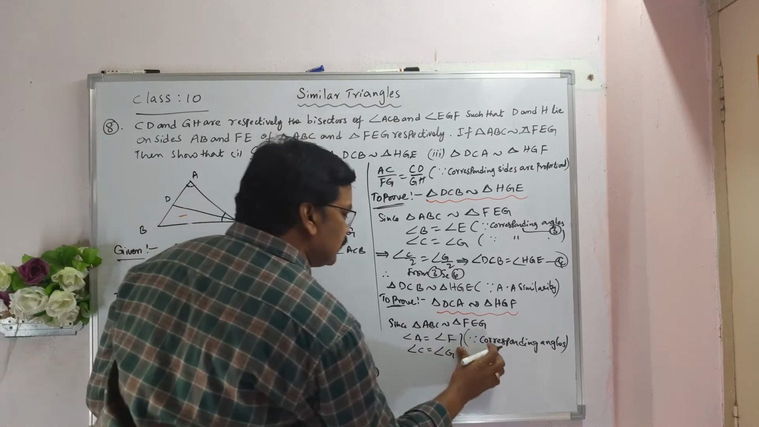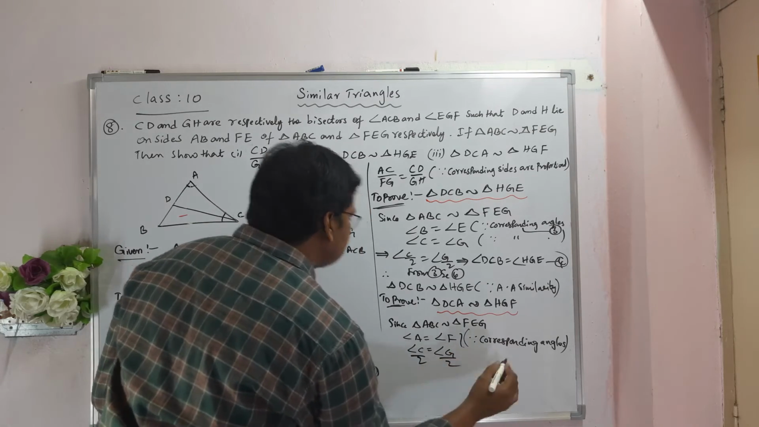Now again halve it here. Angle C by 2, angle G by 2.